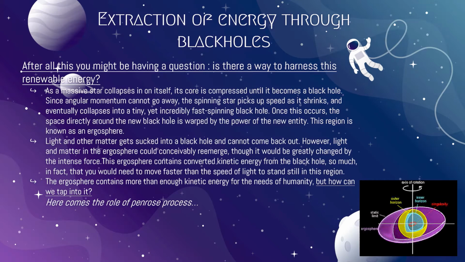Light and other matter gets sucked into a black hole and cannot come back out. However, light and matter in the ergosphere could conceivably re-emerge, though greatly changed by the intense force. This ergosphere contains converted kinetic energy from the black hole, so much in fact that you would need to move faster than the speed of light to stand still in this region. The ergosphere contains more than enough kinetic energy for the needs of humanity. But how can we tap into it? Here comes the role of the Penrose process.